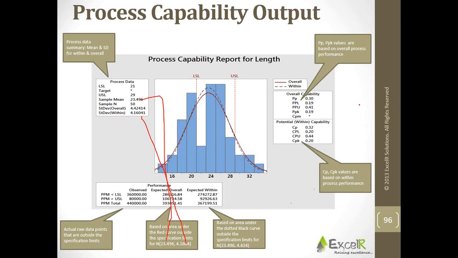Yeah, and if you look into this, within, overall is long term always, overall process. Within is for the short term. So based on area under the dotted black curve outside the specification limits, you get these values. For same thing, here also you'll have the same mean, but here it changes. Here you get the overall standard deviation.